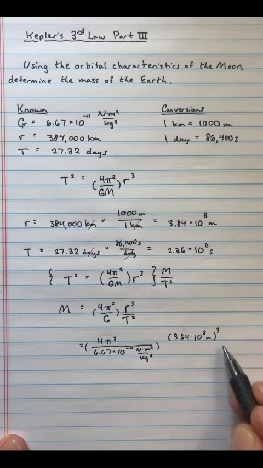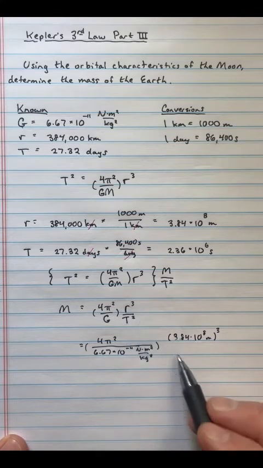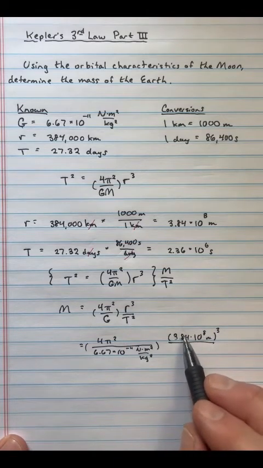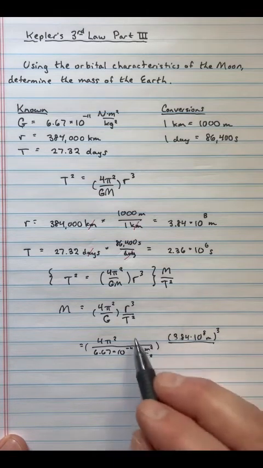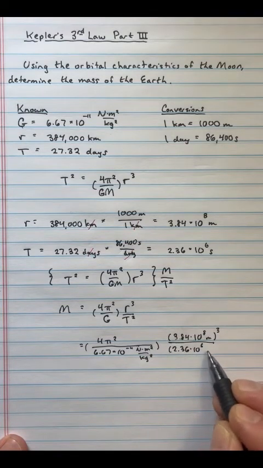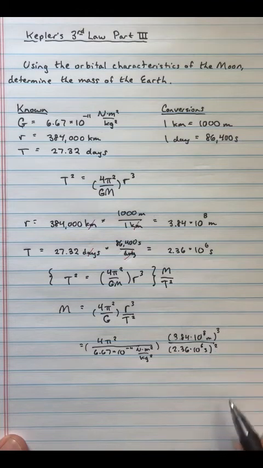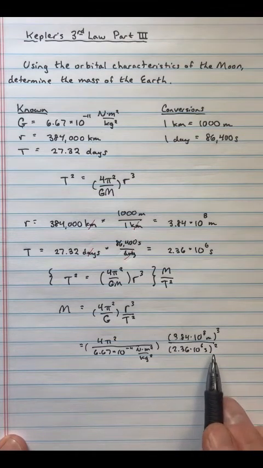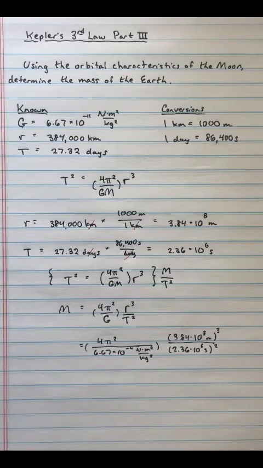Notice that that number is cubed, because this is cubed, okay? That means both the number and the unit are cubed, right? For T, that was 2.36 times 10 to the 6th seconds, and that whole quantity is squared. Again, both the number and the seconds get squared there.